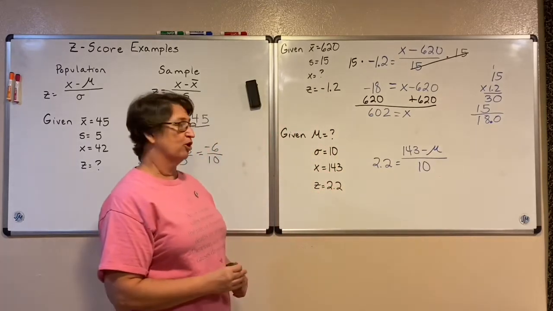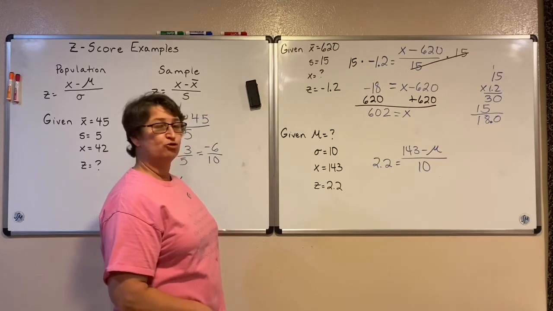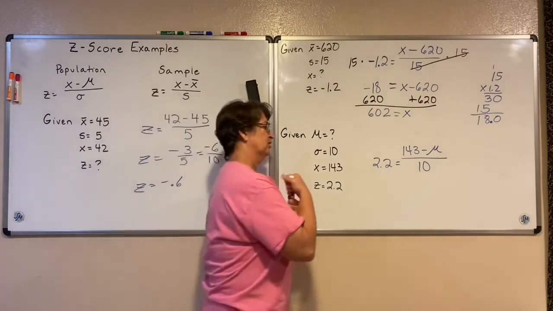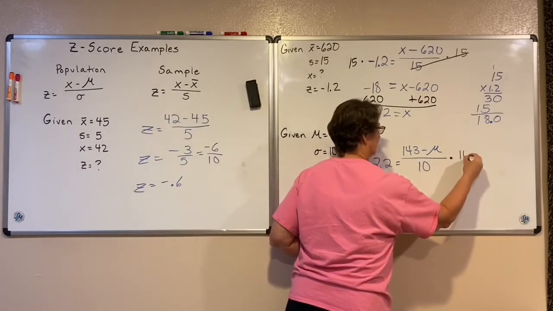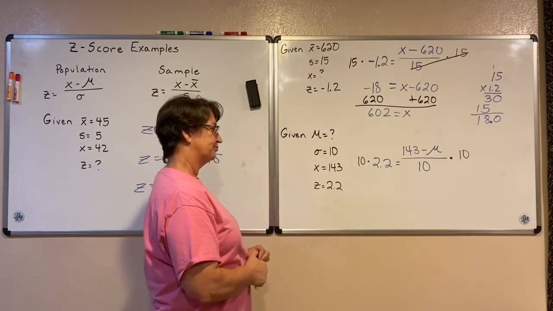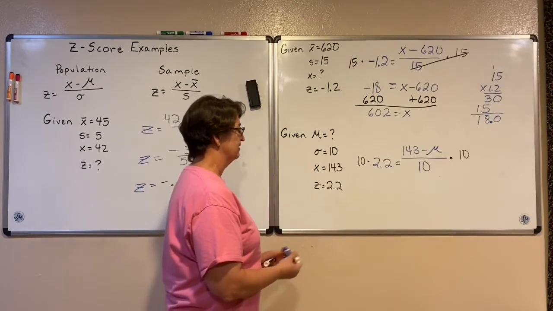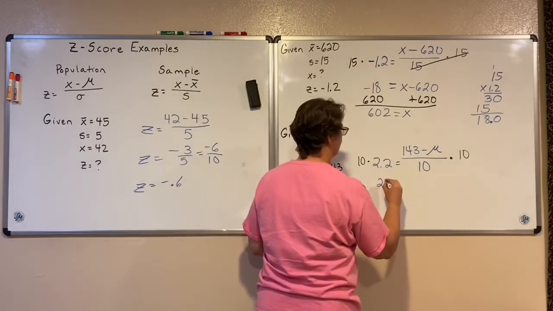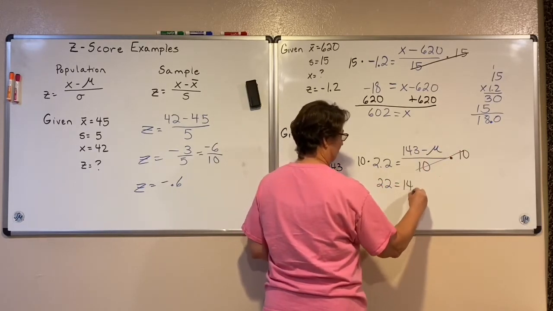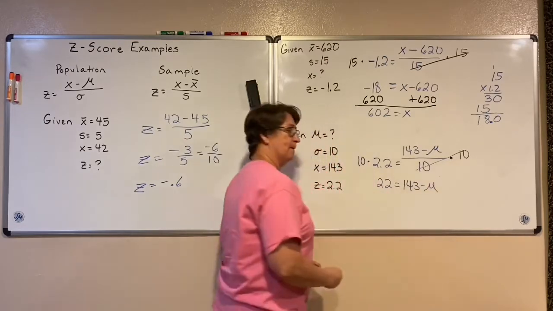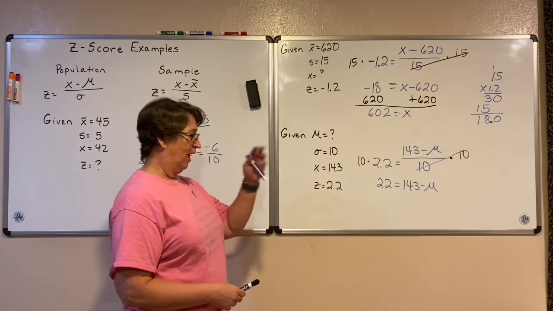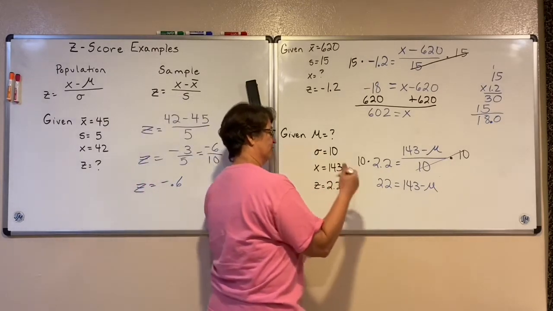Just as I did before, to find my mean, I'm going to multiply both sides by that denominator to help me get rid of my fraction. So I'm going to multiply both sides by 10 here to help me get rid of that denominator. So on the right, I'm going to have 22. And on the left, this becomes 1. So I'm left with 143 minus that mean. I want to get the mu by itself. So I'm going to subtract 143 from both sides.